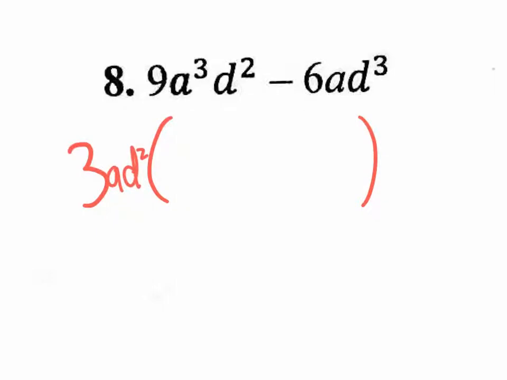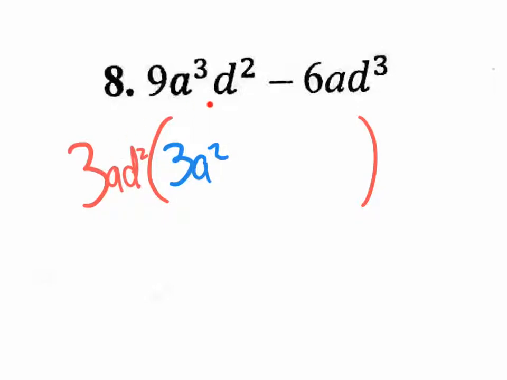What's left over on the inside? In other words, 3AD squared times what gets you back to this? 3. Okay, piece at a time, 3 times 3 is 9. A times what is A to the third? A squared. And do I need any D's right here? D squared times something gives me D squared. No, it's 3A squared minus 2D squared. I could put a 1 right here, but that would be pointless because anything times 1 stays the same. Let's move on to the second part.